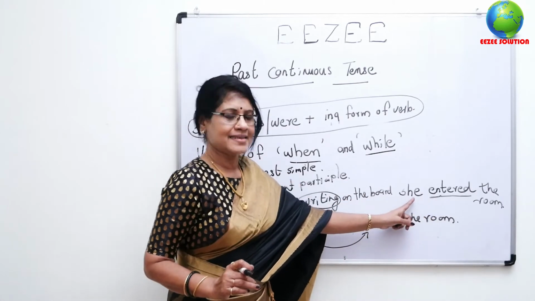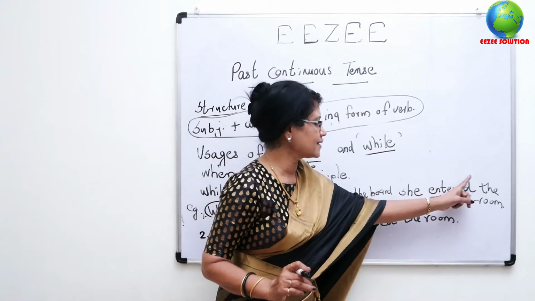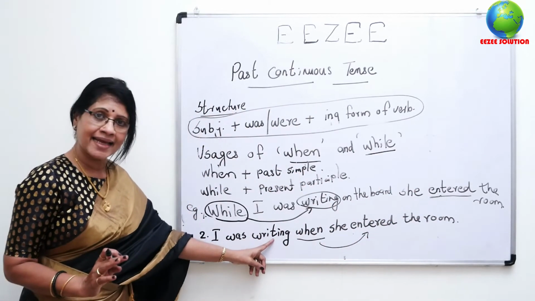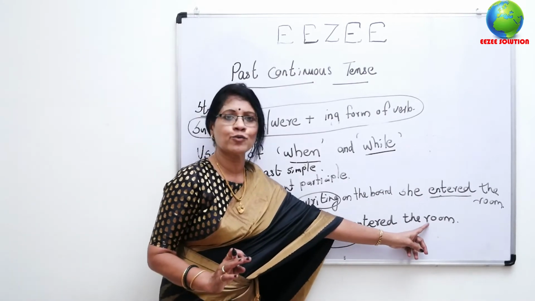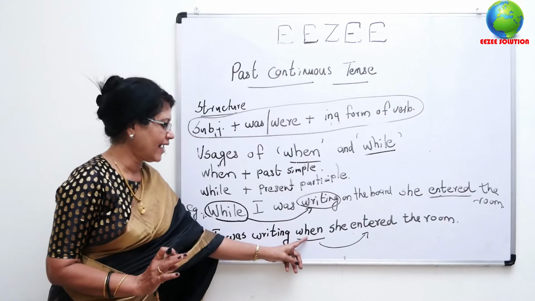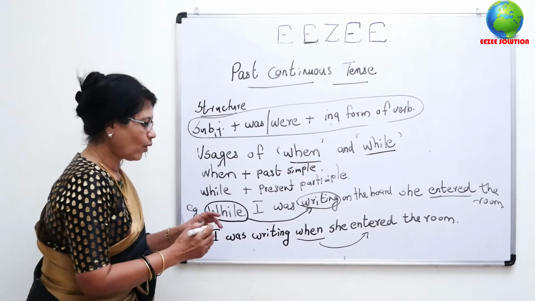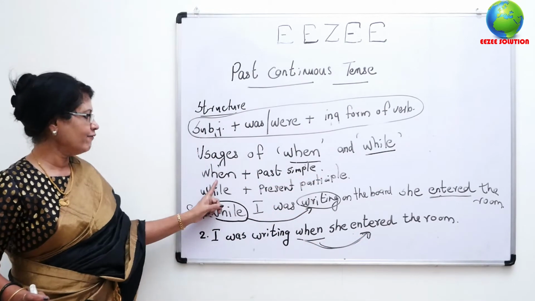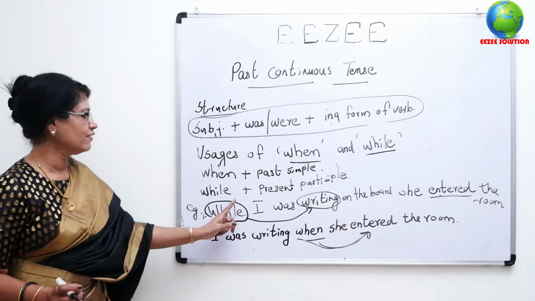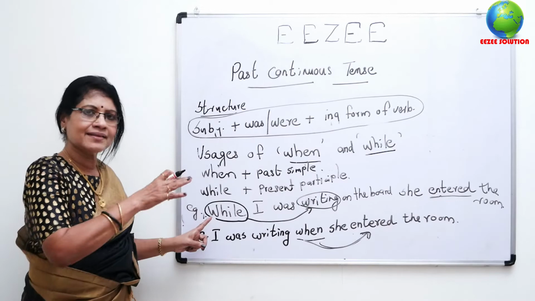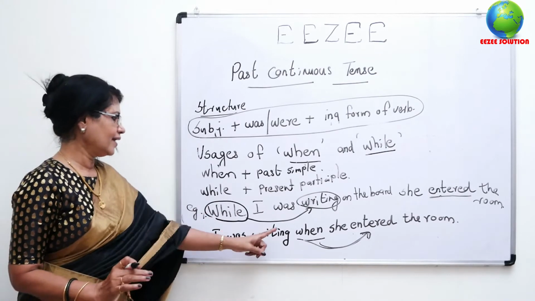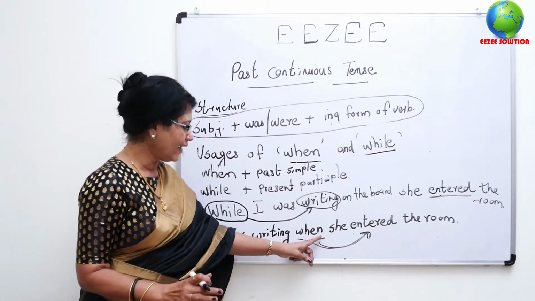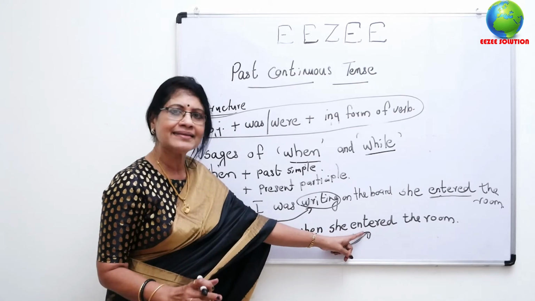Here is another sentence. She entered the room. Okay, it is past simple only. Look here, the next sentence. I was writing when she entered the room. I used when in this sentence. So I used it with the past simple. When with the past simple and while with the present participle. While with the longer action, and here, she entered the room. That is the action which interrupted the other action. So this word when we can use with that sentence.